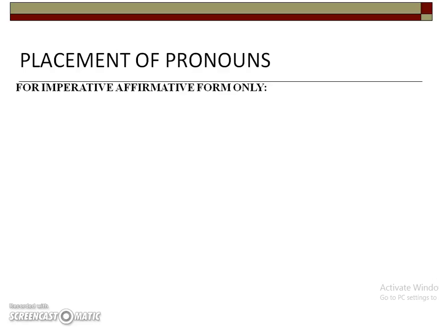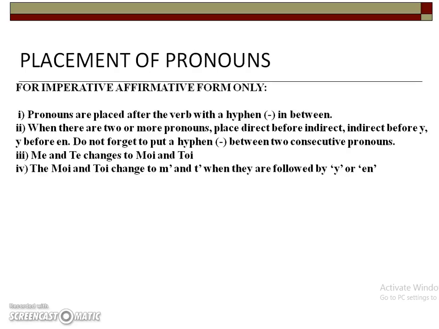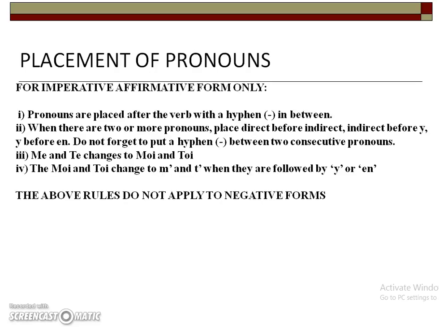Now this rule applies for the imperative affirmative only. Rule number 1. Pronouns are placed after the verb with a hyphen in between. Rule number 2. When there are two or more pronouns, we place the direct before the indirect, the indirect before y, and y before en. Do not forget to put a hyphen between two consecutive pronouns. The me and te change to moi and toi. The moi and toi change back to m apostrophe and t apostrophe when followed by y or en. The above rules do not apply to the negative form.